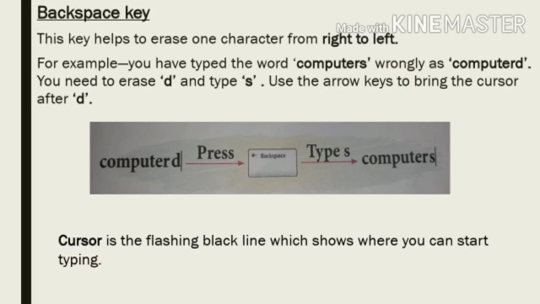This key helps to erase one character from right to left. For example, you have typed the word computers wrongly as computerd. You need to erase D and type S. Use the arrow keys to bring the cursor after D. Cursor is the flashing black line which shows where you can start typing.